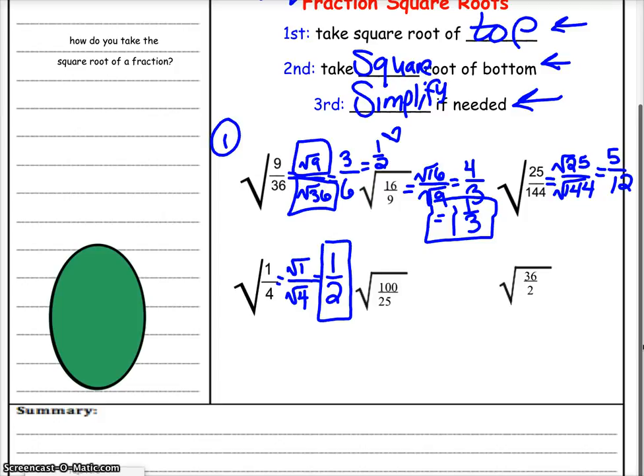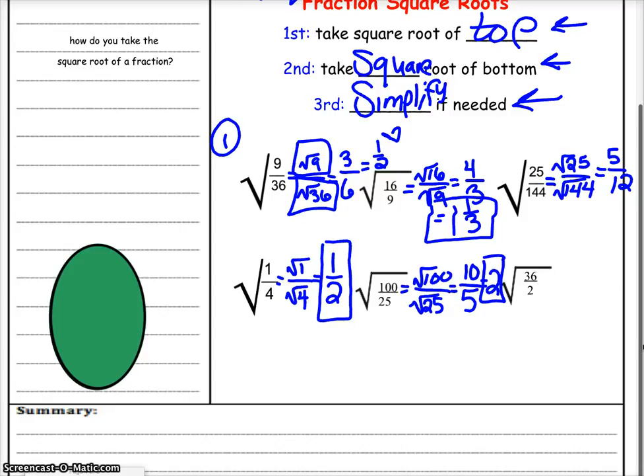The next one, square root of the top over the square root of the bottom. Square root of the top is 10. Square root of the bottom is 5. Now I need to simplify it. 10 over 5. Remember, a fraction is division. 10 divided by 5. 2. That's your fully simplified answer.